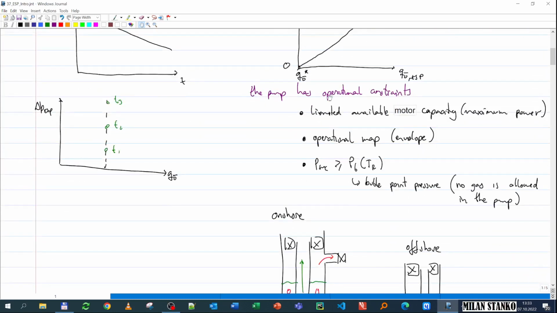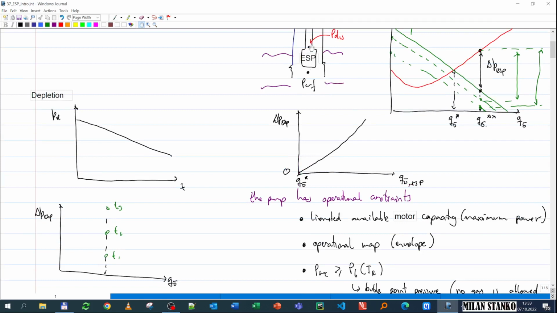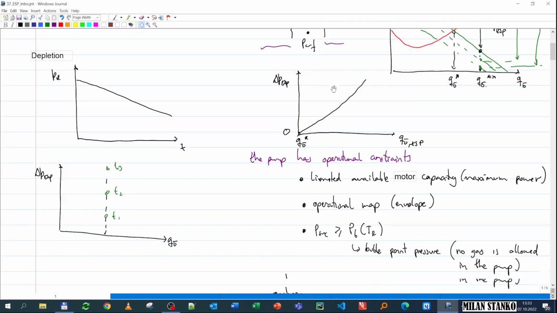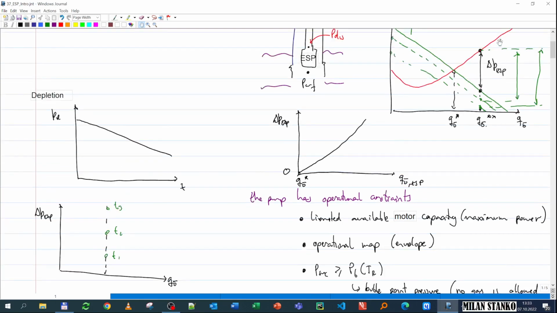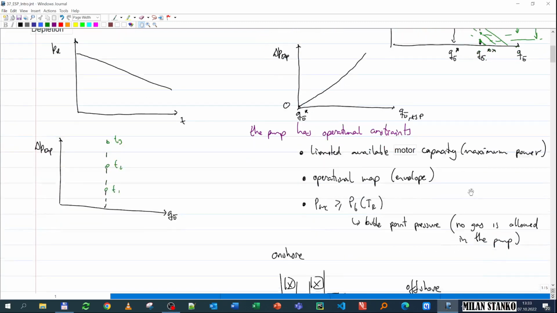So the pump, the ESP, has operational constraints that we're going to discuss in more detail later, but typically I have a motor. What I install here has some electrical motor that is providing power for the pump to rotate and to increase the pressure. So that motor typically has a maximum power available to the pump. So if I need something more than that, let's say my delta P is too high and my rate is also too high, probably I won't be able to operate. Also, the pump has an operational map. We will see how it looks, but essentially it's constraining the combination of delta P and Qo that I can get, depending on the size and the model.